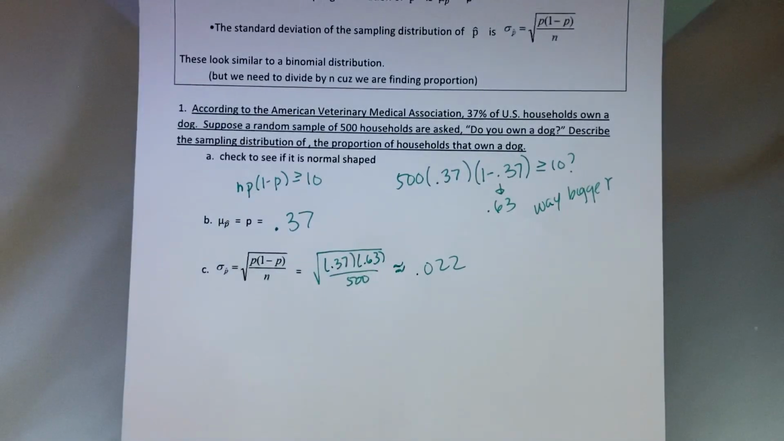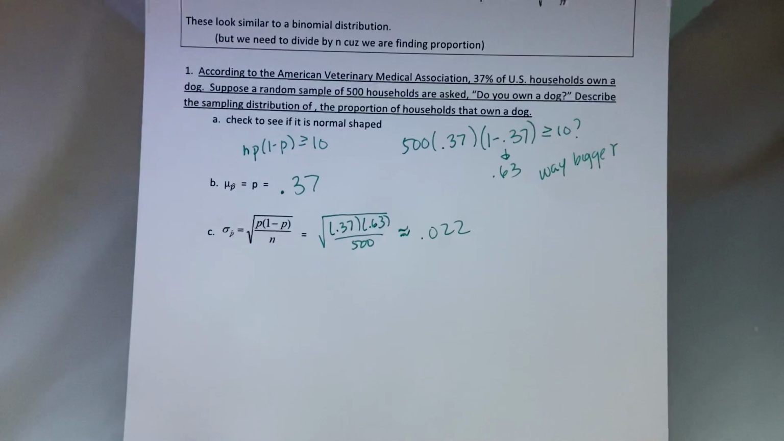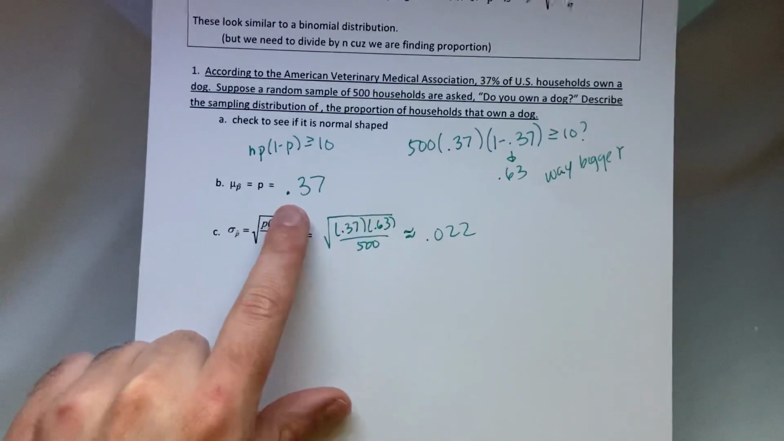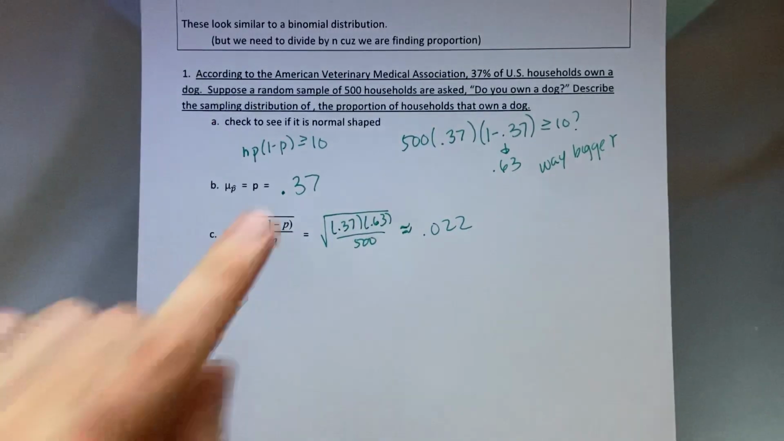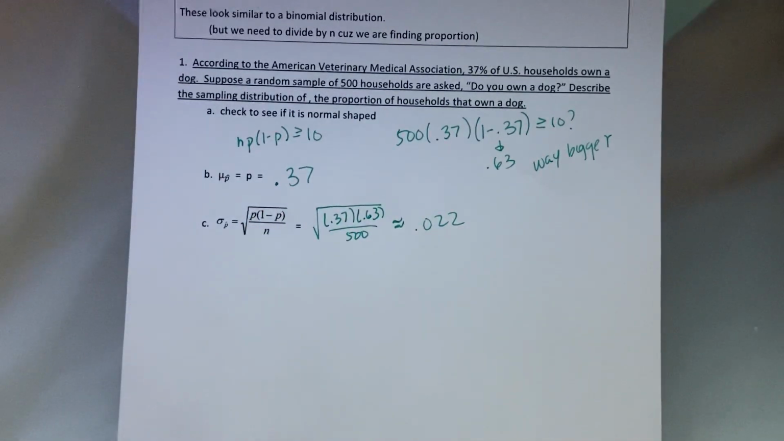That means if I ask 500 households, I should expect about 0.37 to have a dog. And my standard deviation is only 0.022. So that means every standard deviation in either direction should be roughly a little more than 0.02 away on each side. So if I subtract 0.02, one standard deviation below is about 0.35. One standard deviation above would be about 0.39. So it doesn't vary a lot in the population proportion because my sample size is so big at 500.